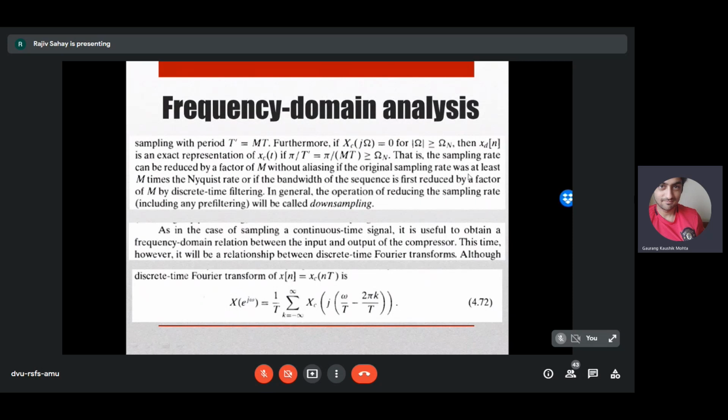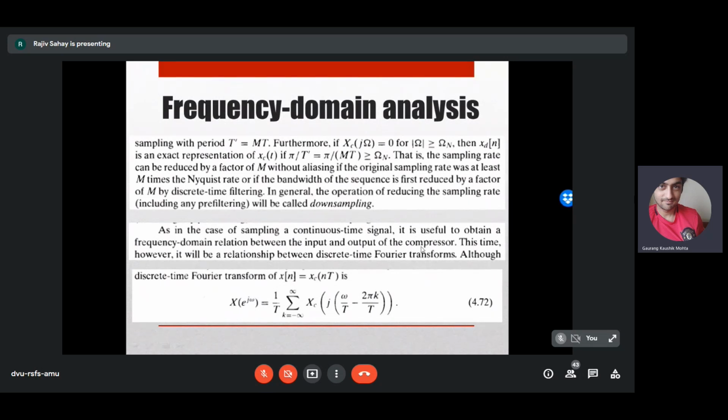So the original sampling rate should be at least M times the Nyquist rate, or if the bandwidth of the sequence is first reduced by a factor of M by discrete time filtering, then you can do downsampling. So here comes the idea of a pre-filter. I'll come to that a little later. In general, the operation of reducing the sampling rate, including any pre-filtering, will be called downsampling or decimation. So these are synonymous terms.